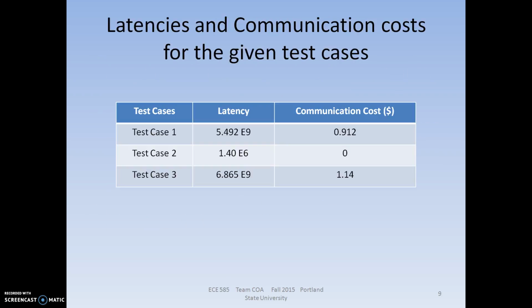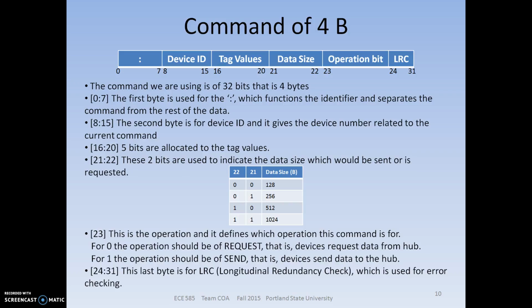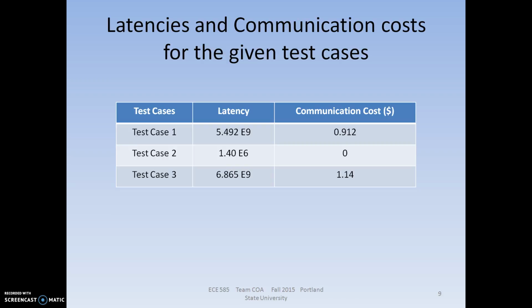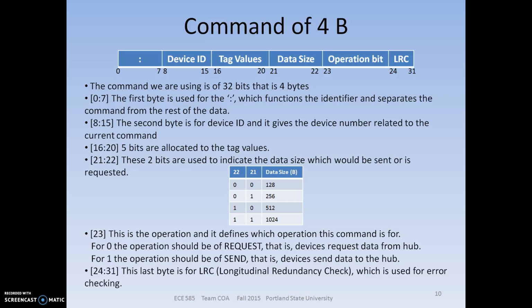Now we have calculated the latencies and communication costs for the given test cases. For test 1 case, we have 5.492 × 10^9. Communication cost is 0.912. For the second test case, we have 0 communication cost. And for the third test case, we have $1.14 as the communication cost.